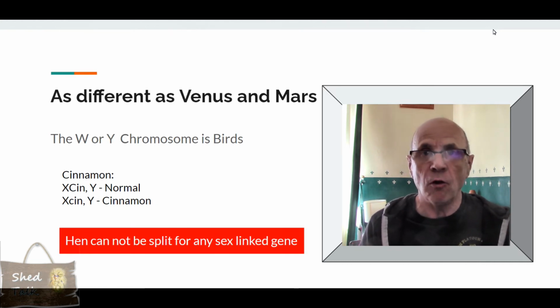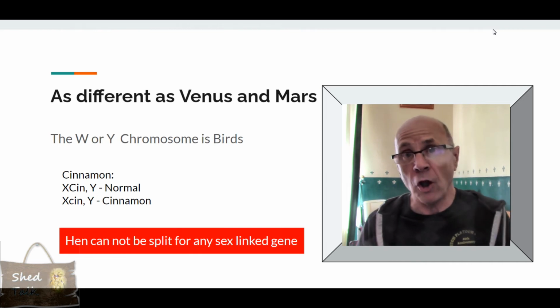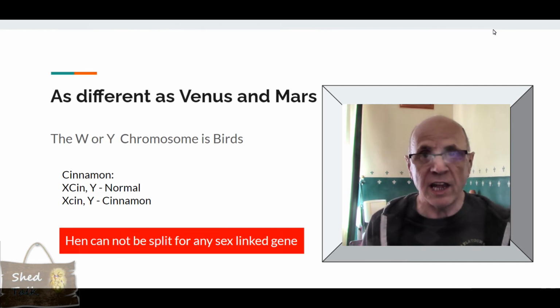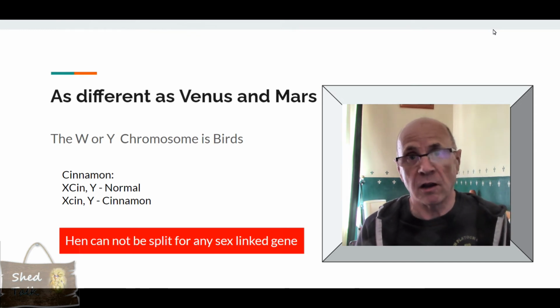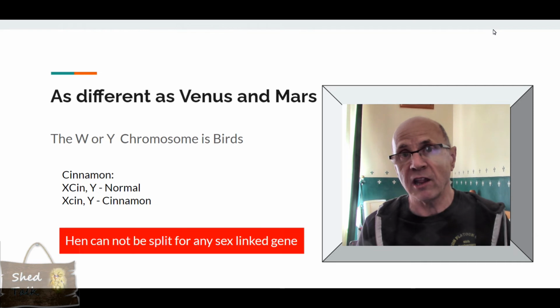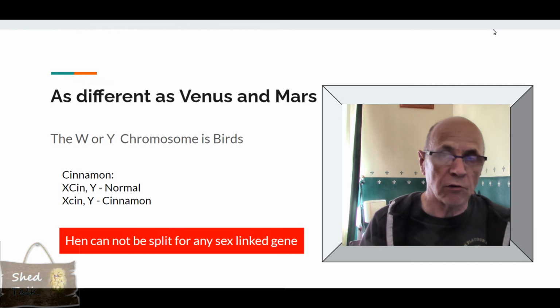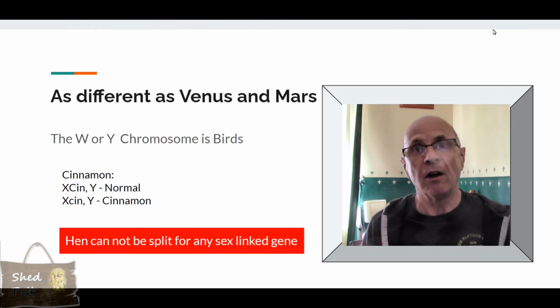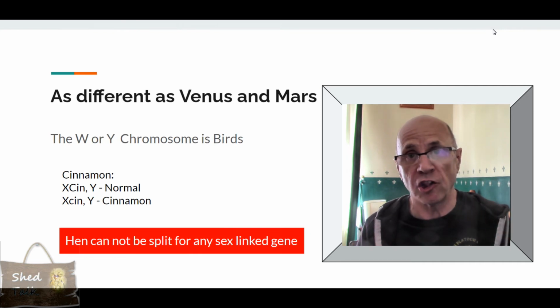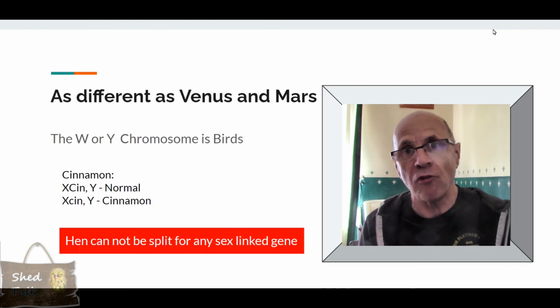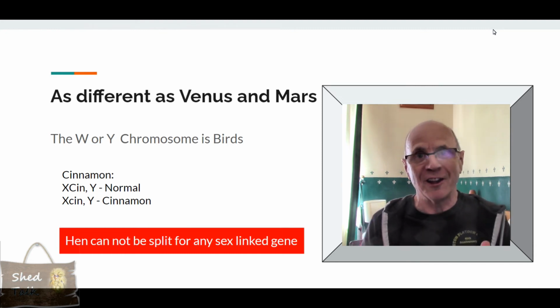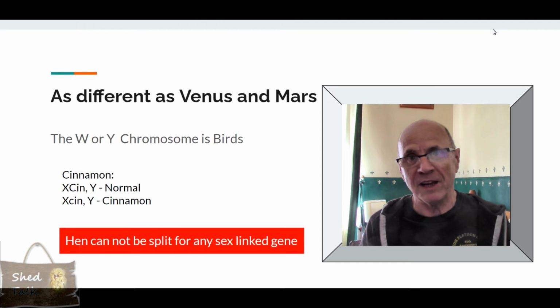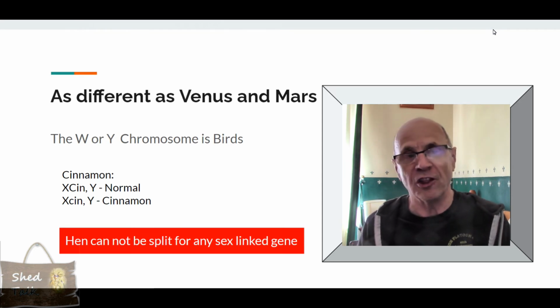So I put it in red on the slide. The hen cannot be split for cinnamon, unlike the cockbird, which we've seen before. And as I said, all of the sex-linked mutations are recessive, and none of them, as far as we're aware, sit on the Y chromosome. So therefore the hen cannot be split for any of the sex-linked mutations. Once you grasp that, it becomes slightly easier. So just remember that the cockbird can be split, the hen cannot be split for the sex-linked mutations.